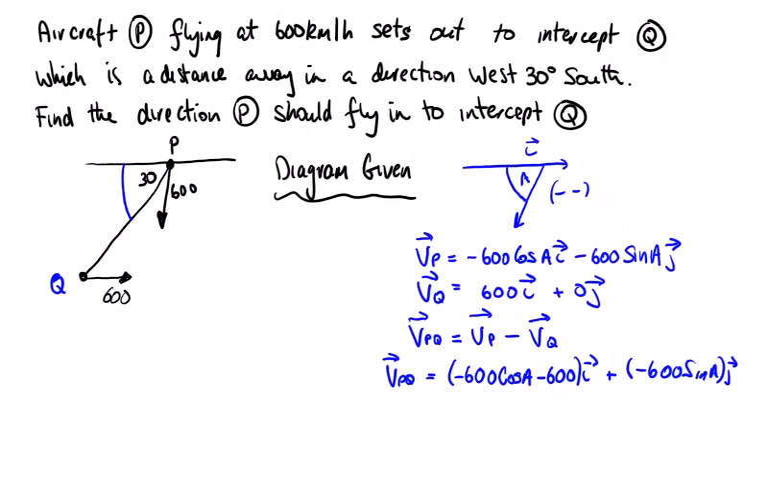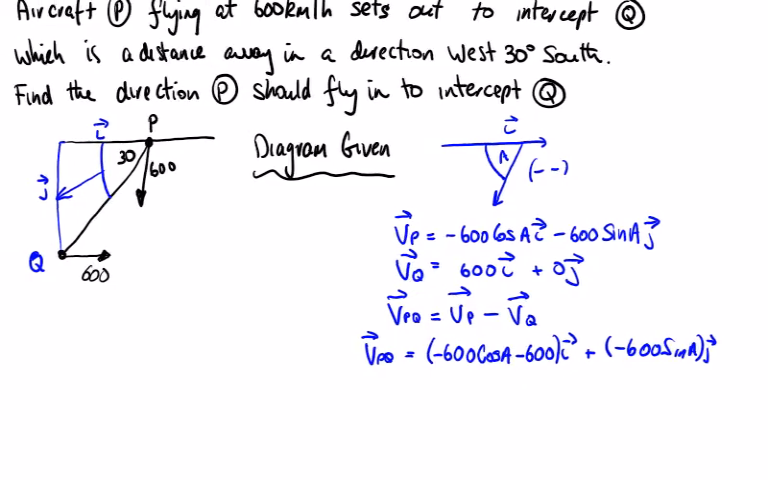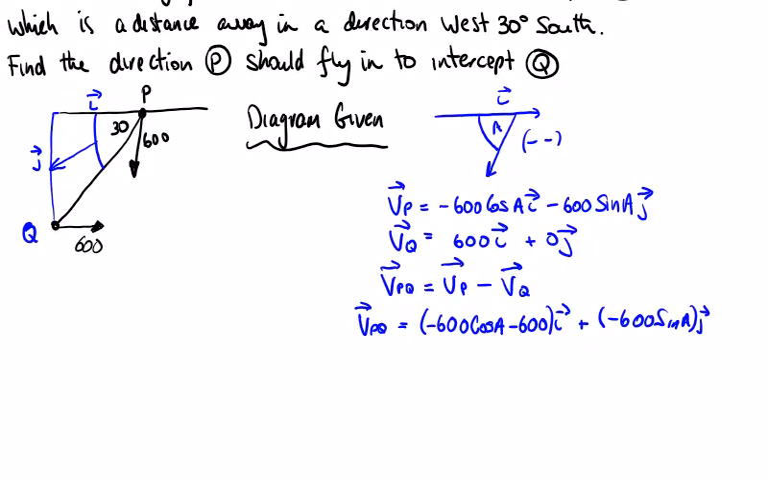Okay, let's just move back across here. If we look at the 30 degrees here, the tan of 30 is the J, the opposite, over the I, which is adjacent. So we can change this velocity vector here. We have the tan of 30 is going to be equal to the J over the I. Now they're all minuses, so we can change them all to pluses. 600 sine A over 600 cos A minus 600. Sorry, plus 600.